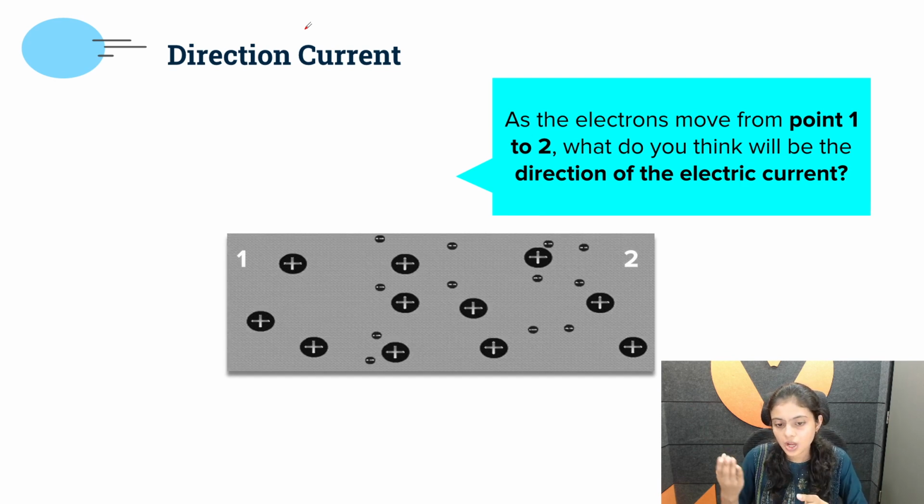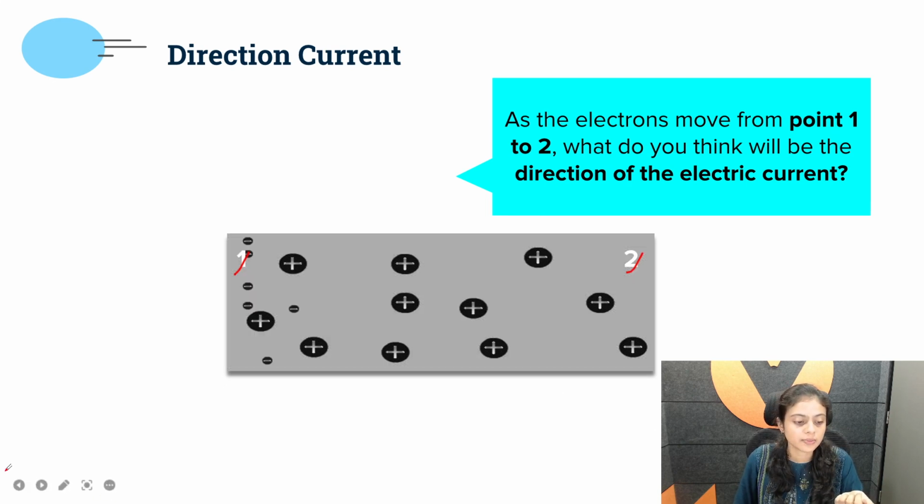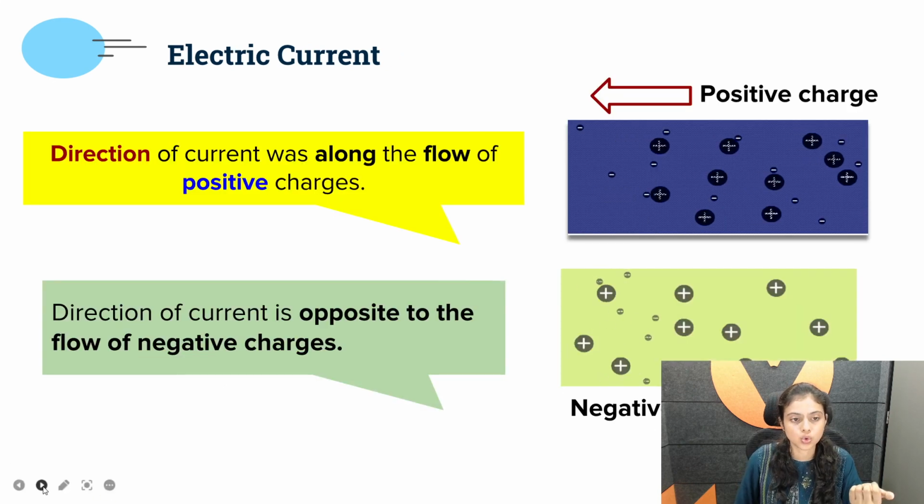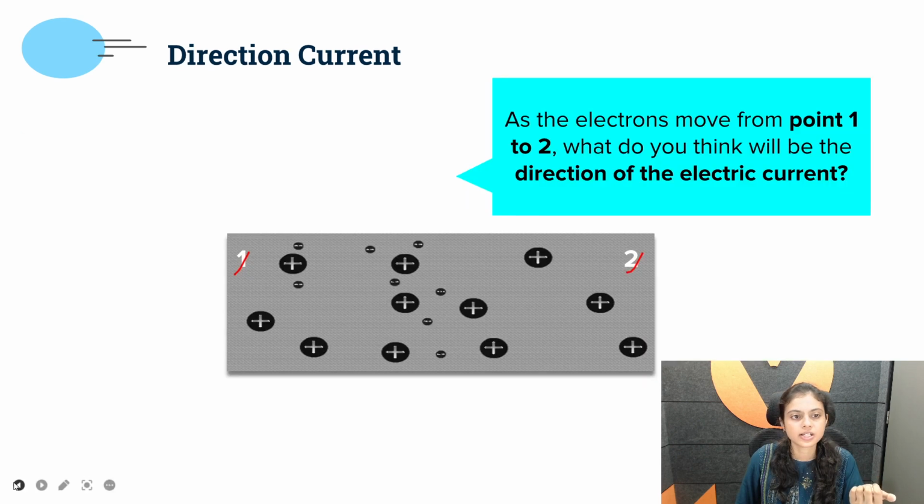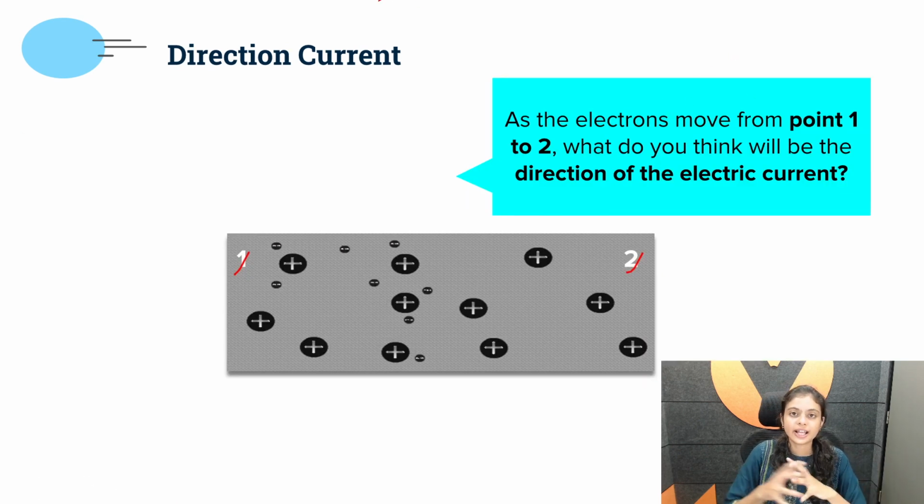Okay, so in this diagram you can see that the electrons are moving from this point 1, let me mark it, to this point 2, right? So while they are moving here, in which direction is the current produced? This has a story. What's the story? The story is, let me tell you.